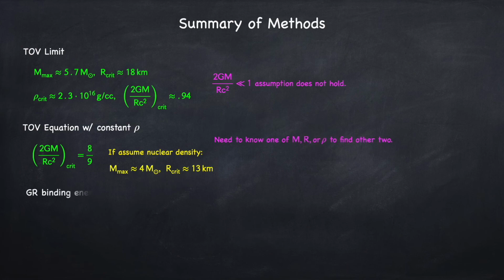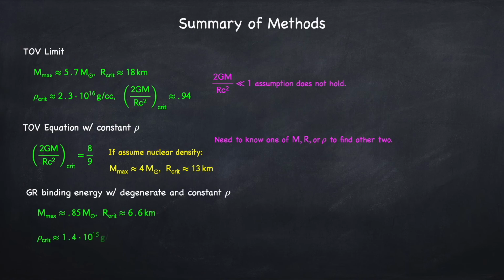And finally, we tried to find the maximum neutron star mass using the general relativistic definition of binding energy and assuming a degenerate and constant density for our equation of state. The main problem with this method was it was not consistent with the TOV equation. And actually, as I mentioned earlier, it turns out that this second method was also not really consistent with the TOV equation. So in summary, all of these 3 methods gave us results that are somewhat similar to one another, but they all have their own sets of problems.